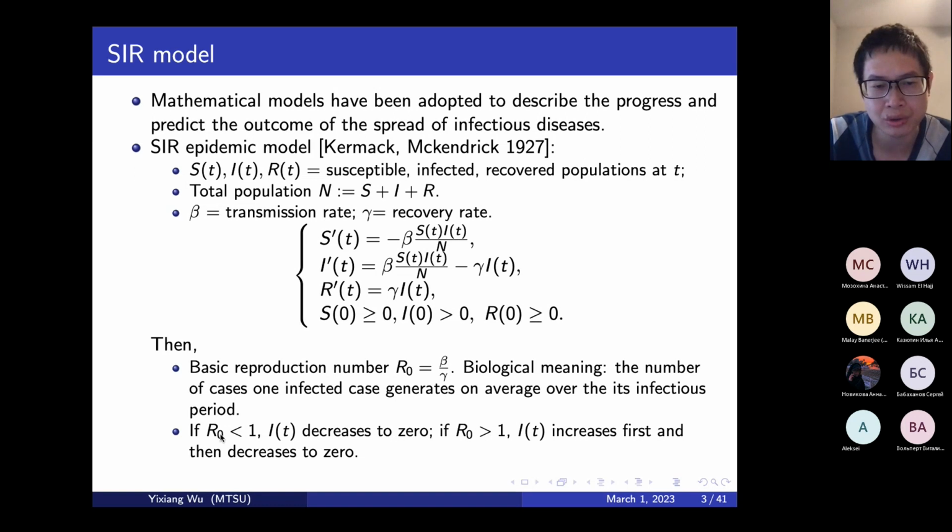And one can show if R0 is less than 1, then the infected people will go to 0, which means the disease will go away. If R0 is greater than 1, then the disease will spread first and then go away. And the susceptible people will converge to a positive number, which means the disease is not going to infect everybody.